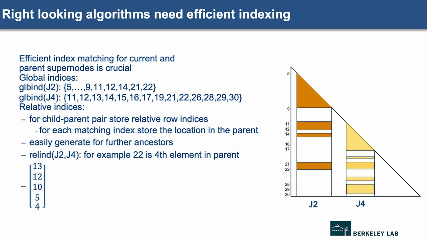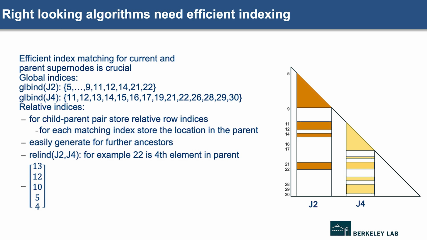The right-looking sparse Cholesky algorithms need efficient indexing to perform updates on the parent supernode. And as I mentioned, we store global indices for each supernode. For example, for supernode J2 here, we store indices 5 to 9 and 11, 12, 14, 21, and 22. And similarly, we store indices for J4. And then we define relative indices.